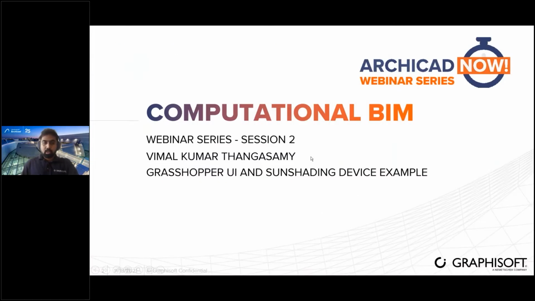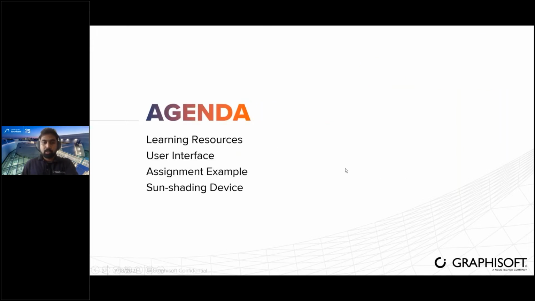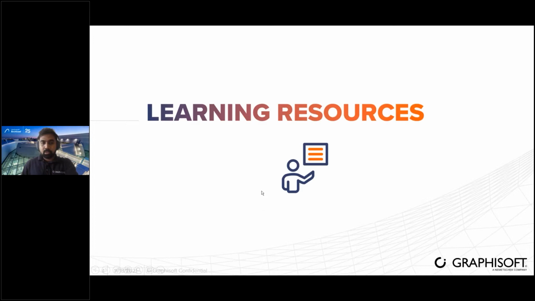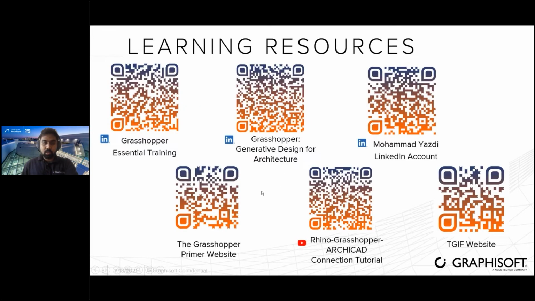All right, so today we are going to see the Grasshopper user interface, and then we'll be seeing the assignment that we passed to you to do last week, and then we'll be seeing the sun shading device example and how it changes the sun shading device orientation based on the sun's azimuth angle. As I told, we will also be seeing the learning resources, the user interface, the assignment example, and the sun shading devices today. So the learning resources to learn Grasshopper and then its connection with Archicad.